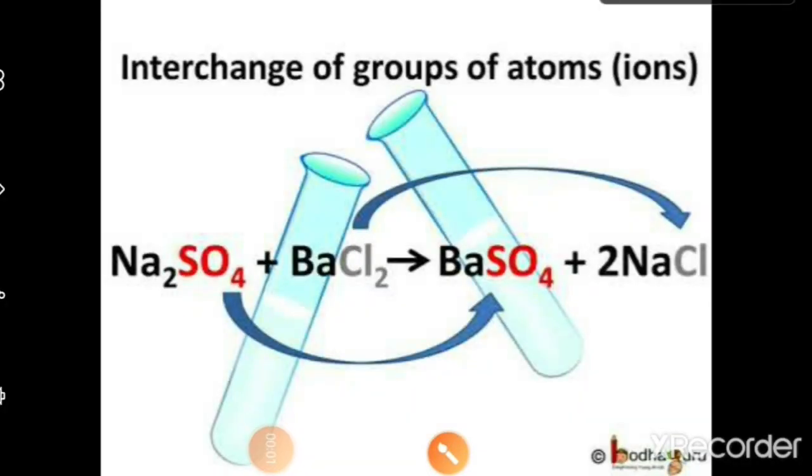See, in a double displacement reaction, since an exchange of ions is taking place here, when sodium sulfate and barium chloride react together, it shows the exchange of ions.